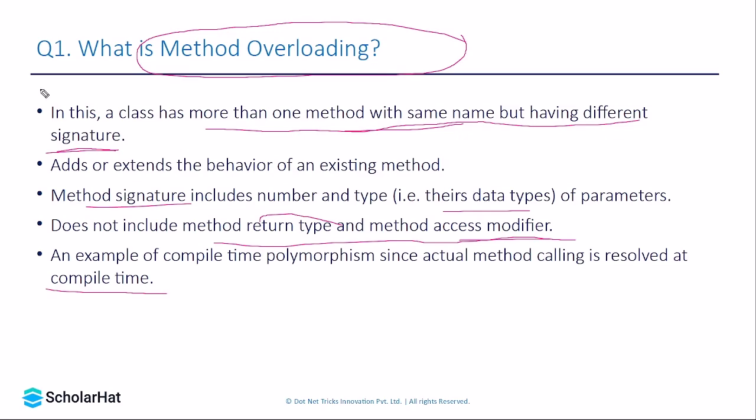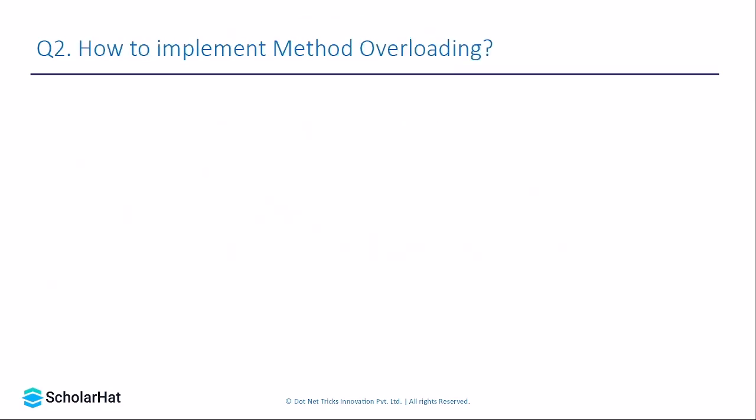This can be asked in an interview, like what is compile time polymorphism or what is method overloading. If an interviewer asks you these two questions, then the answer would be the same: that one method with the same name can have different parameters. Now let's check how this method overloading or compile time polymorphism is implemented in C Sharp.